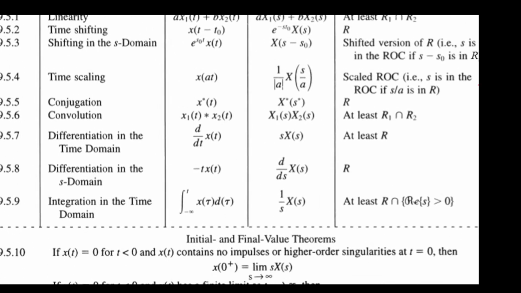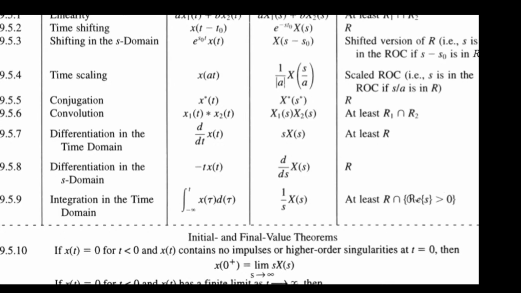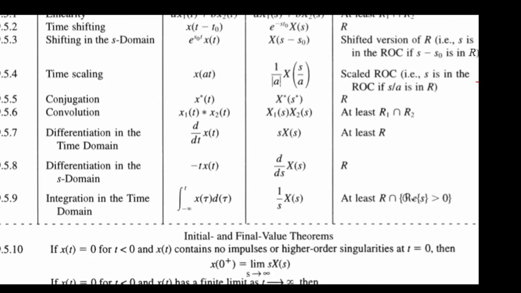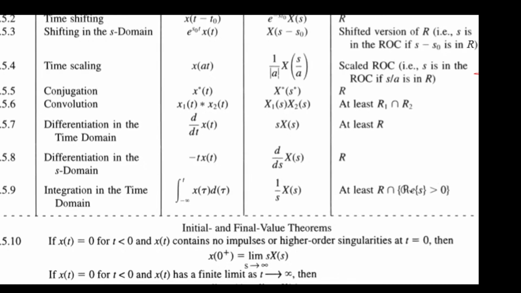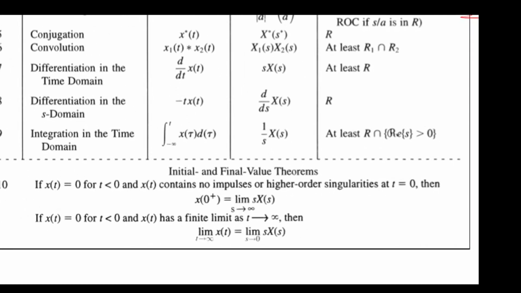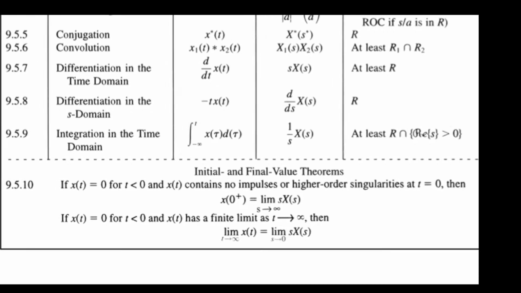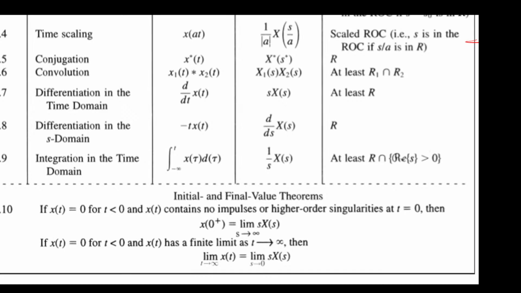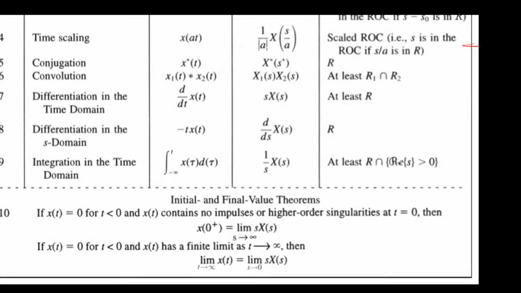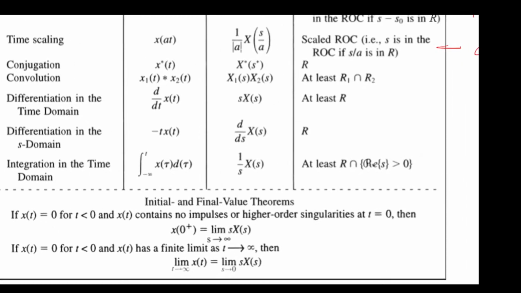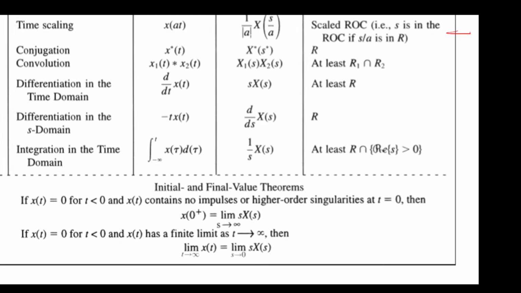And differentiation in the time domain gives s times big X of s in the S domain, and the ROC is at least the same ROC. And differentiation in the S domain gives minus t times x of t in the time domain. ROC doesn't change. And also you have integration in the time domain. Then you just get 1 over s in the frequency domain. This is a bit different from the Fourier transform because you don't get a delta function. You just say your ROC is your original ROC intersected with the ROC of the unit step function, that's real part of s greater than 0.